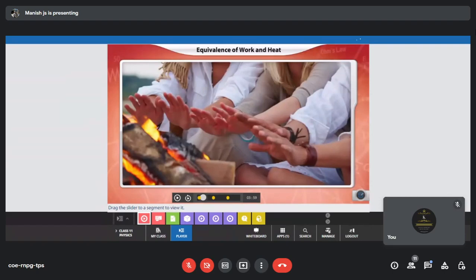Yes. Heat is a property, but temperature is what measures the heat, sir. Heat is a measure of temperature. Okay. Anybody else? Same thing only.